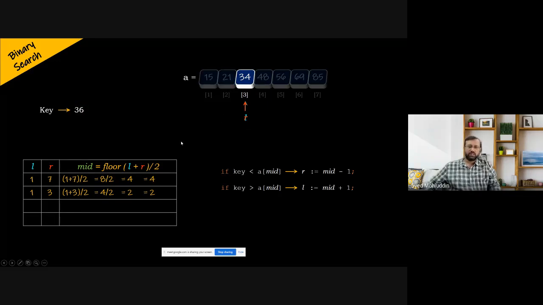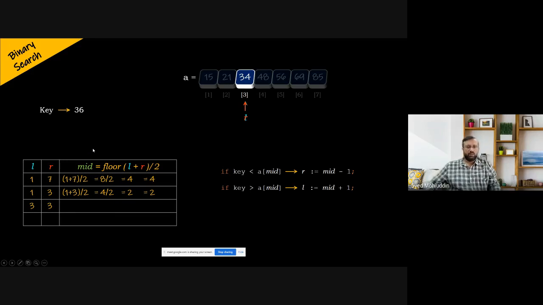Once this is done, the first time we ignored the right half of the array, and now we have ignored the left half of the remaining subproblem. Then L is 3, R is also 3.